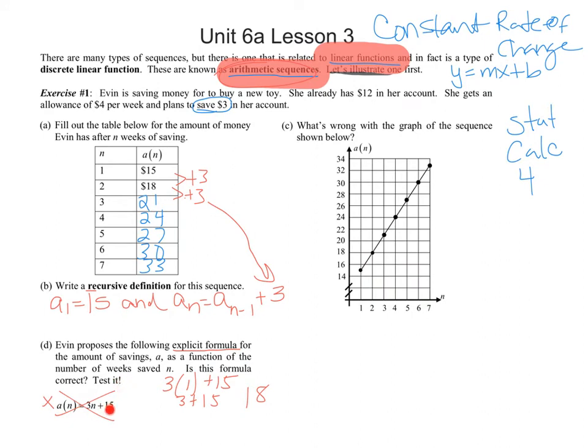What is my y-intercept? My y-intercept is 15. And if you look up here, does 15 have a 0 next to it? No, it does not. So one of the things that I would do is I would say, all right, if that is 1, then what is my y-intercept? My y-intercept, now I'm going to subtract 3 going back up, it should be 12. So my correct formula should be 3n plus 12.